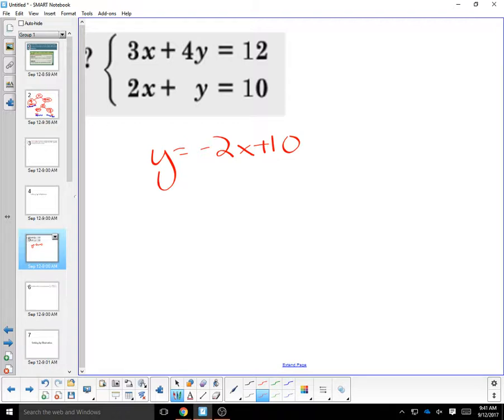Now, what that means is that I'm going to take this equation and plug it into the other one. The other equation reads 3x plus 4y equals 12, right?